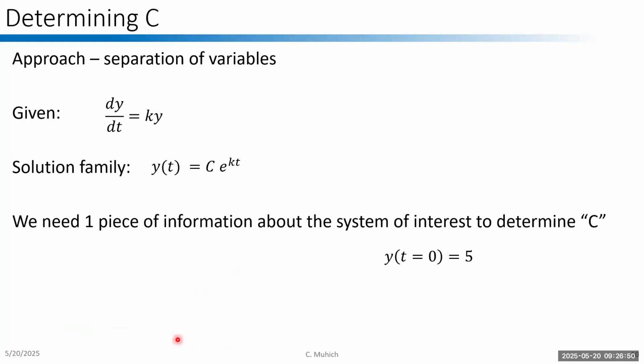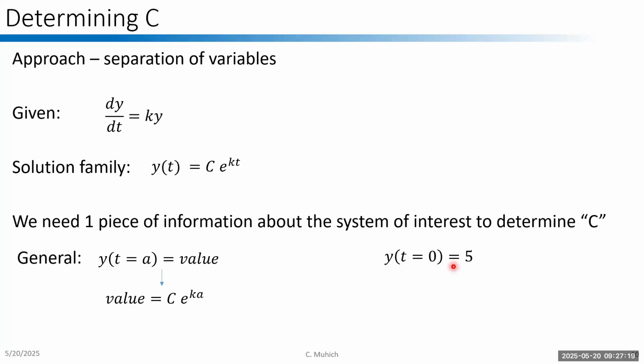So how do we solve that? Well, we need one additional piece of information. In general, if we want to find a specific solution in this family, we will be given some additional piece of information, such as y at t equals some constant is a specific value. For example, y at t equals 0 is 5.